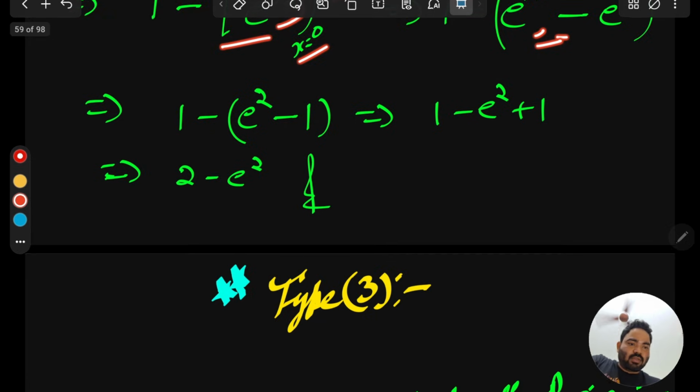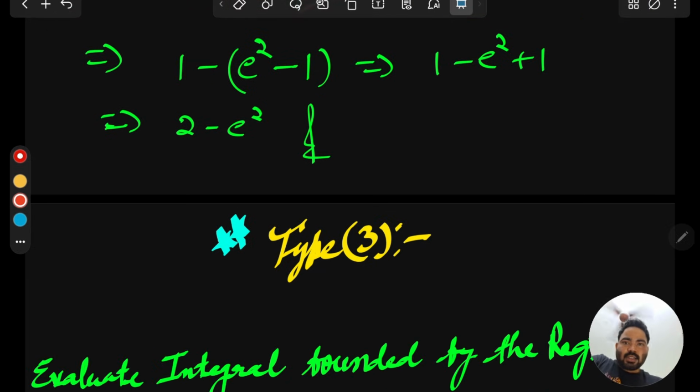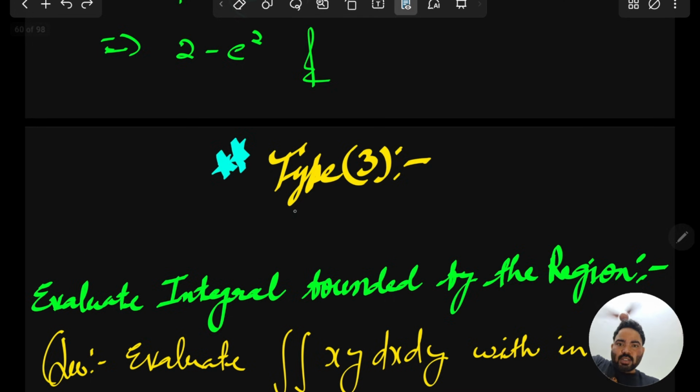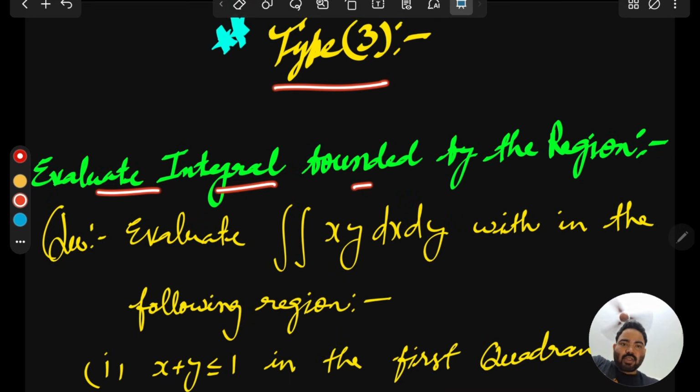So this is the way how you can solve the double integral if limits are variable. So now we have type third, and this is also an important type. All are the important questions I'm going to cover in this session. So this is the type third. Evaluate the integral bounded by the region.